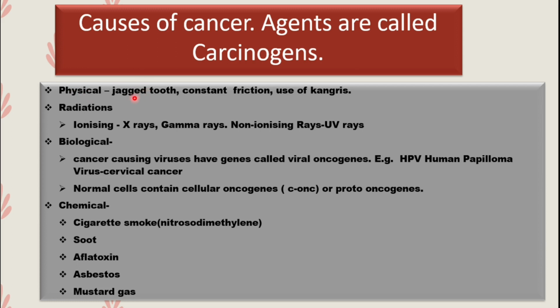For example, suppose there is a broken tooth in the mouth, and this jagged portion of the tooth, the broken tooth with sharp edges, constantly abrades the cheek epithelium. That may be a reason, combined with, probably, consumption of tobacco. Probably this particular reason may cause cancer of the mouth. The second reason is constant friction. If there is constant friction to a body part, that may cause skin cancer in some individuals.